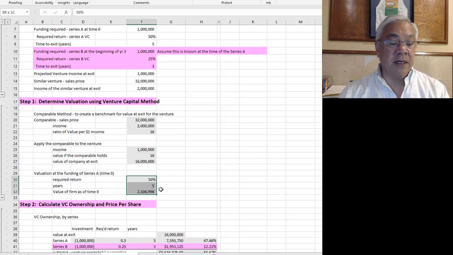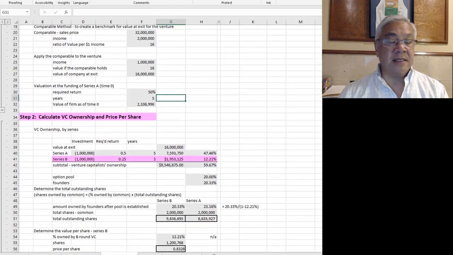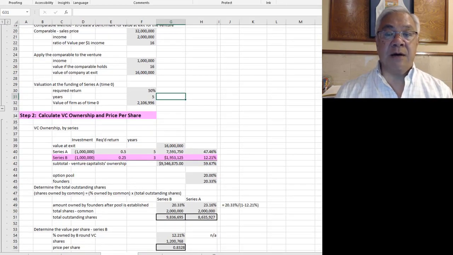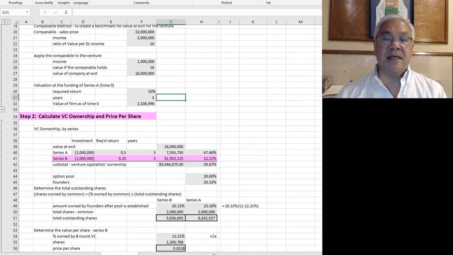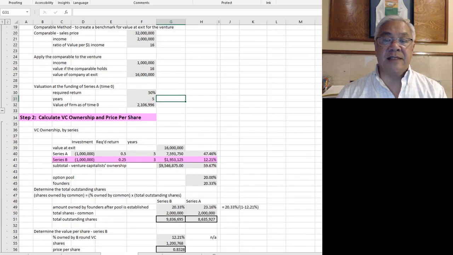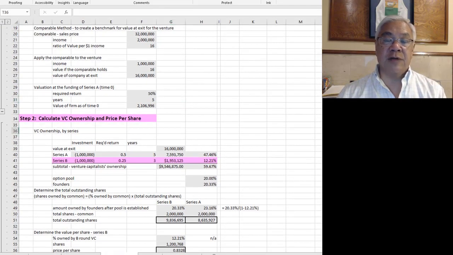This section here is for the Series A venture capitalists. They still want to put in $1 million. They still want 50% return in 5 years, and that means that the value at time 0 is 2.104. Next, we're going to say, well, what happens now with this introduction of the complexity of the Series B financing? All right, so here's where we get a little trickier.